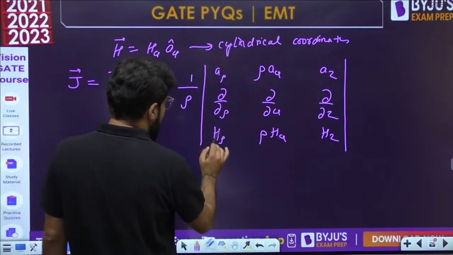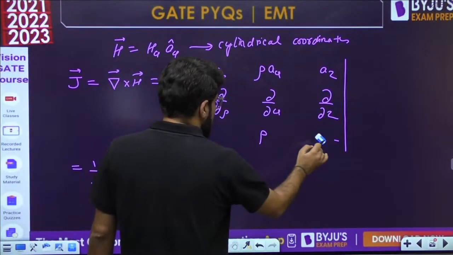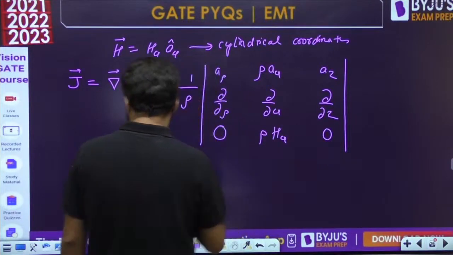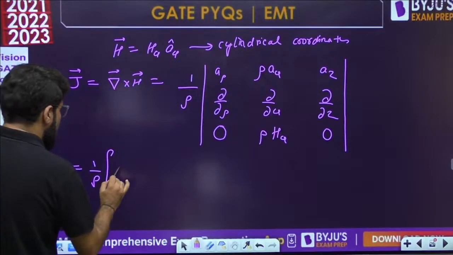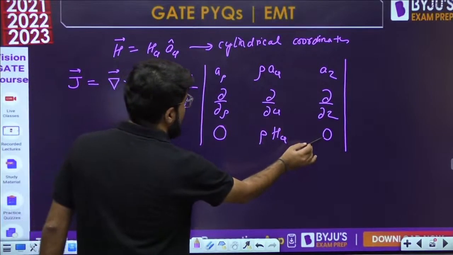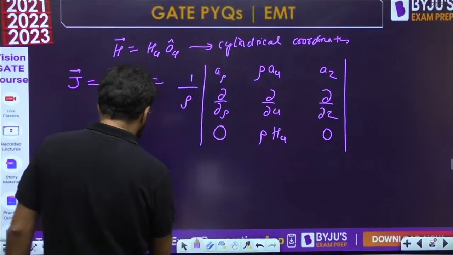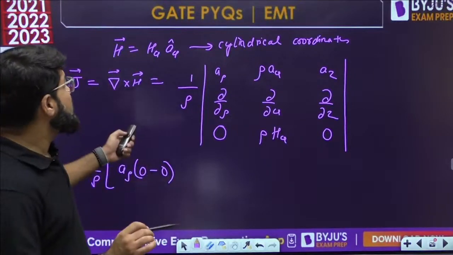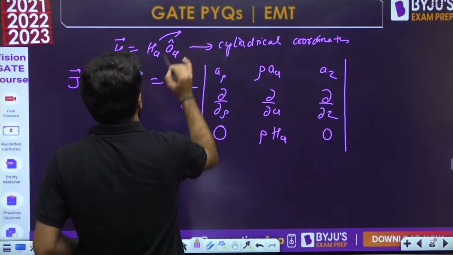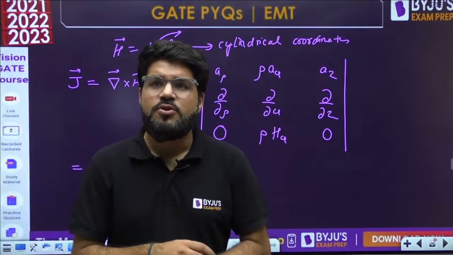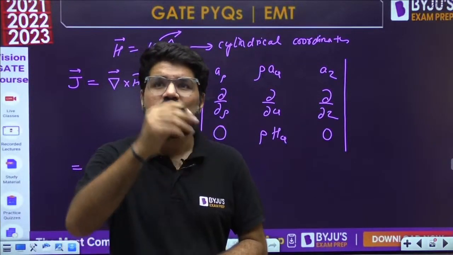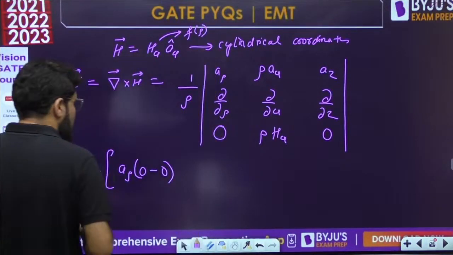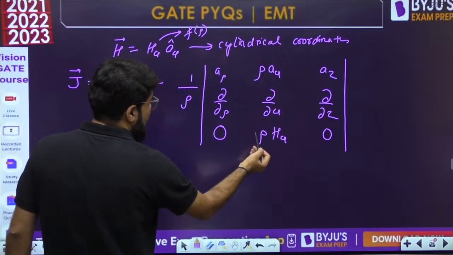Now let me place the values. Only the phi component is there, H phi, which is unknown. The other two I have made 0. So 1 upon rho, then I have a rho: del by del phi of 0, del by del z of rho H phi, 0. Because the magnetic field is in the phi direction, it's a function of what? It's going to be a function of rho, because as you move away from the source, the magnetic field will decrease. So this will be a function of rho. Remember this. Because del by del z of the rho term will be 0.